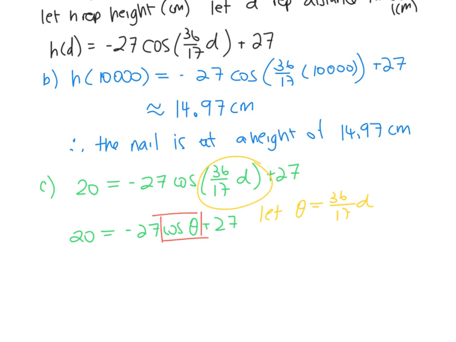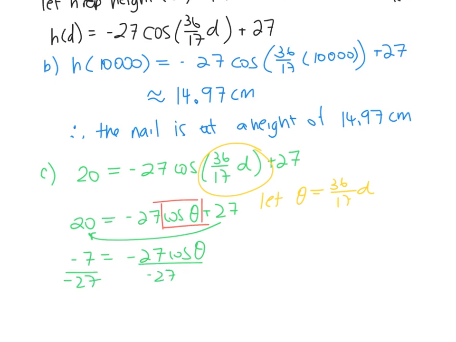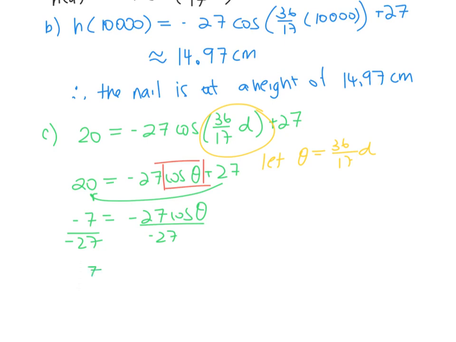So first thing that you should have done is brought that 27 over and subtracted it from both sides. So that 20 minus 27 is negative 7. And then you can divide both sides by negative 27. And when you do that, you end up with a positive ratio. And we can just keep it as 7 over 27 equals cos theta. So thinking back to your CAST rule, we know cos is positive in quadrant 1 and quadrant 4.